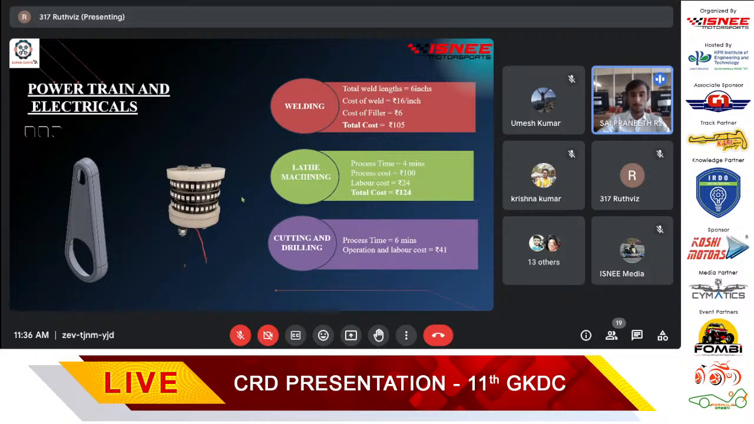For joining, we have chosen TIG welding because it is easy and lower cost than MIG welding. Here the welding cost is based on inches. The total weld length is around 6 inches, and the cost of welding is around 16 rupees per inch, and filler cost is around 6 rupees. There's a slight difference in the filler from the previous one, due to the requirements and as per our convenience. Here the total cost is around 105 rupees.